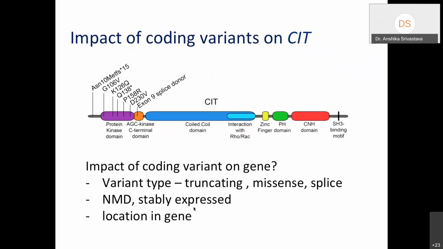So in our case, what types of variants were present? They were truncating, as you can see over here with this arrow, that these are the truncating variants. These are splice variants, exon 9 splice donor, and missense, where there is P158 to R and D230 to V. So these are the missense variants.